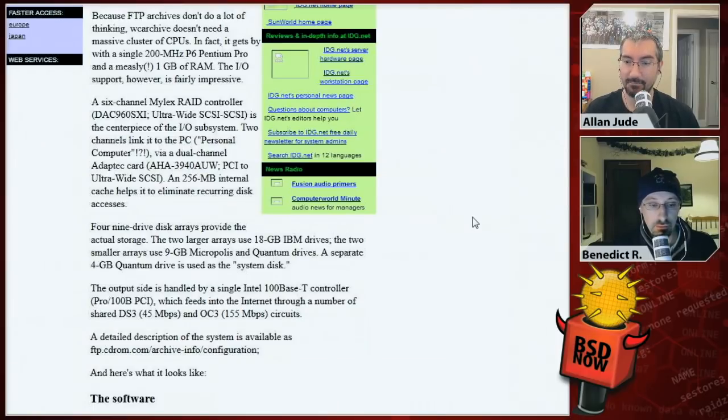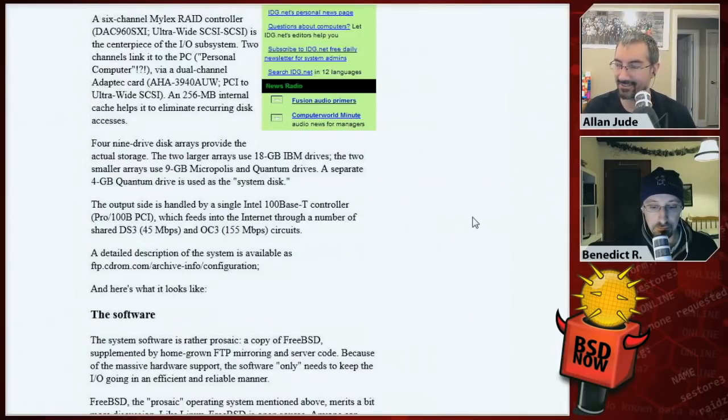It's got a 6-channel Mylex RAID controller using ultra-wide SCSI, and then 2 channel links to the PC via a dual-channel Adaptec card, providing PCI to ultra-wide SCSI, and a 256 megabyte internal cache, which is like the size they still have on a RAID controller nowadays. So that was huge then.